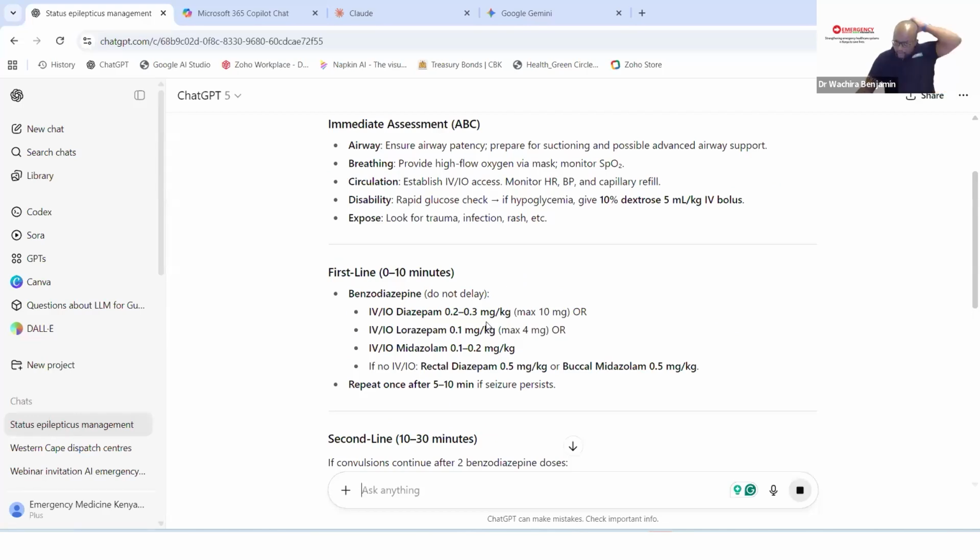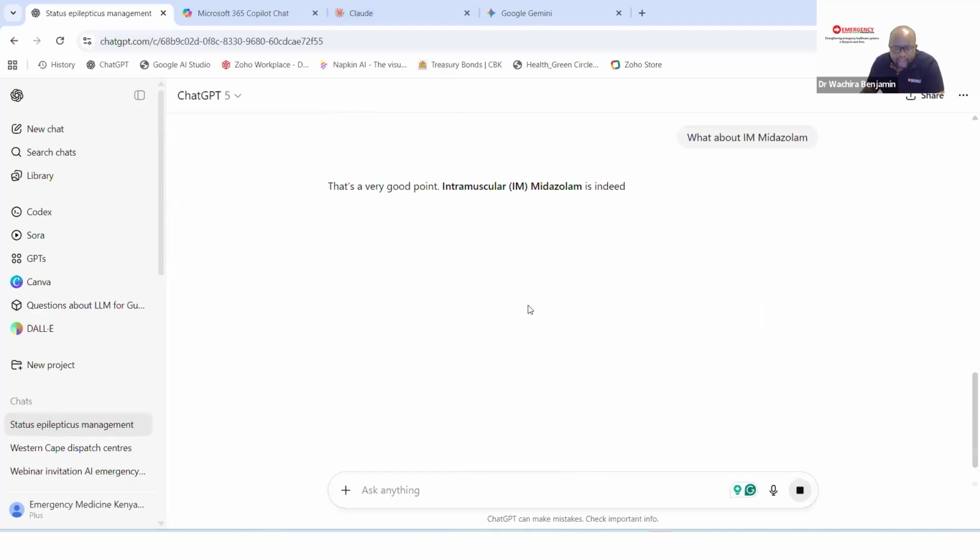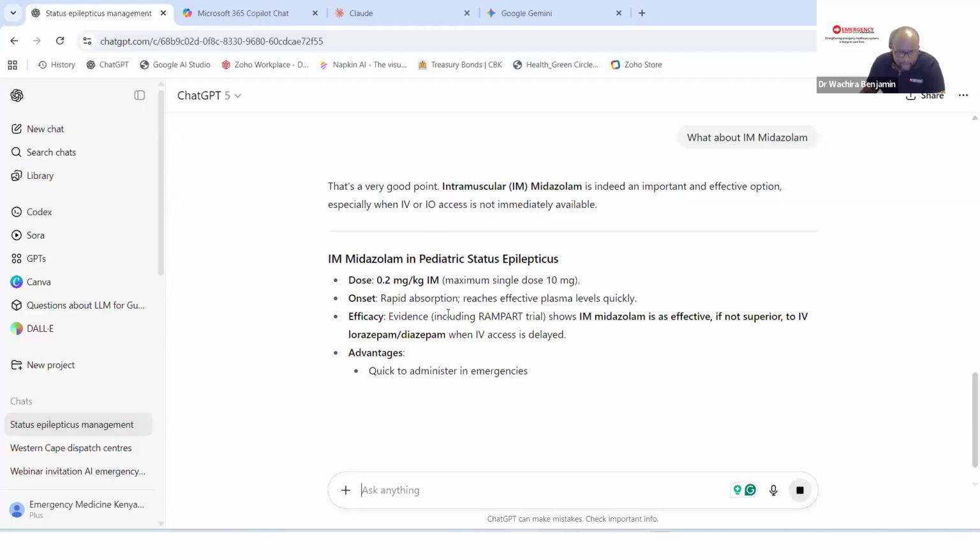First line, I need to give a benzodiazepine, 0.1 to 0.3 milligrams per kg, or I can give midazolam 0.1 milligrams per kg. If no IV, I can give rectal diazepam. But from my clinical knowledge, I know rectal diazepam doesn't work as well, so I'll work with buccal midazolam, or I could give IO. What about IM midazolam? That's what it says, because I can't get a line.